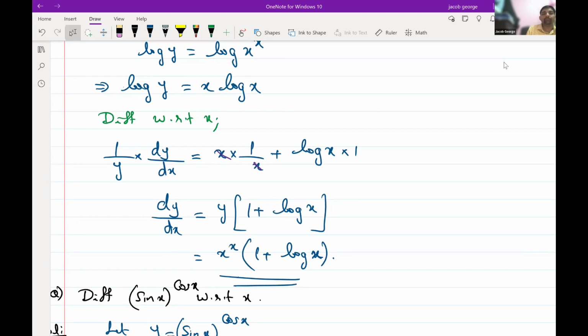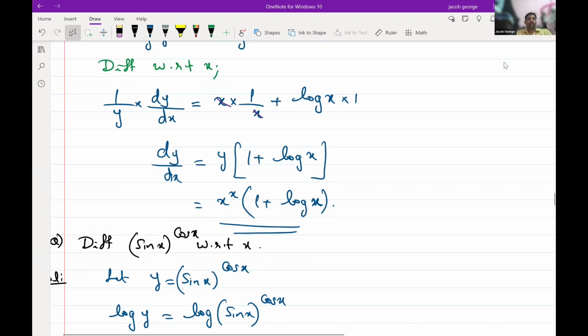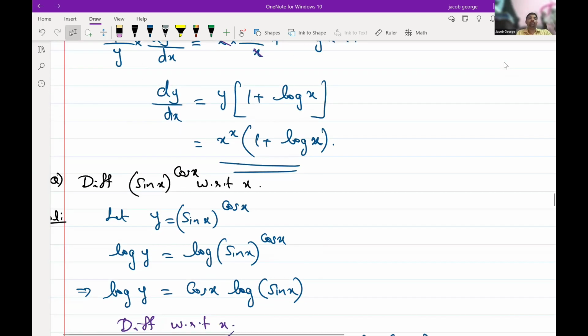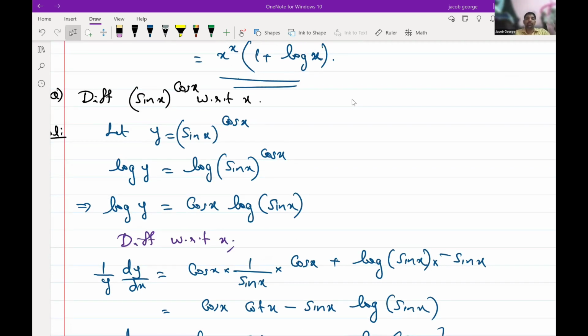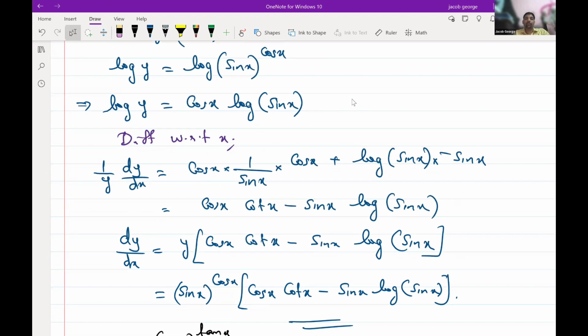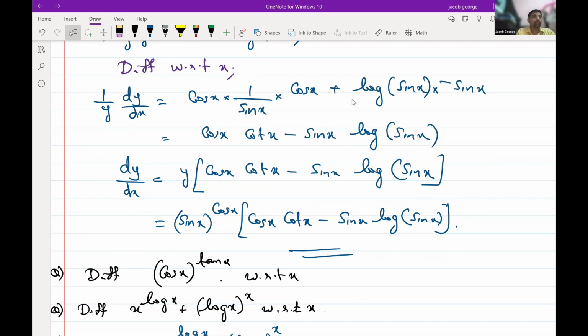We have to take y to the right side. Y is x raised to x. So dy by dx is x raised to x into 1 plus log x. Is that clear? The same pattern applies to all the direct questions: write the question as y, then take log on both sides. Right hand side is log a raised to r, that is r log a. Then the product rule will be applied on the right hand side, and then we simplify it like this. Is it clear? All of you got it clear, children?